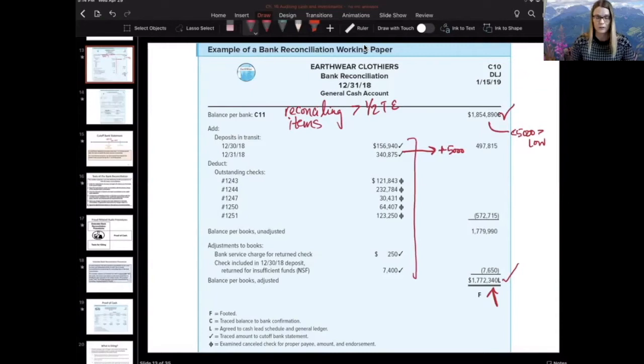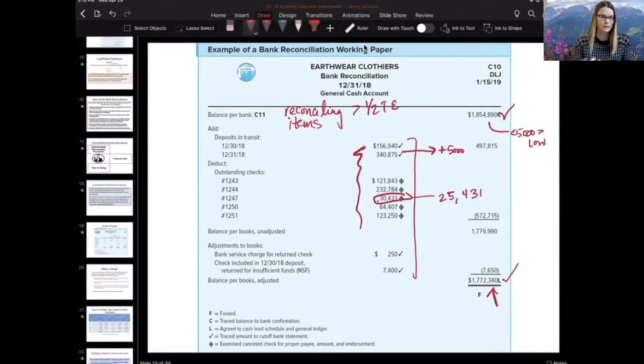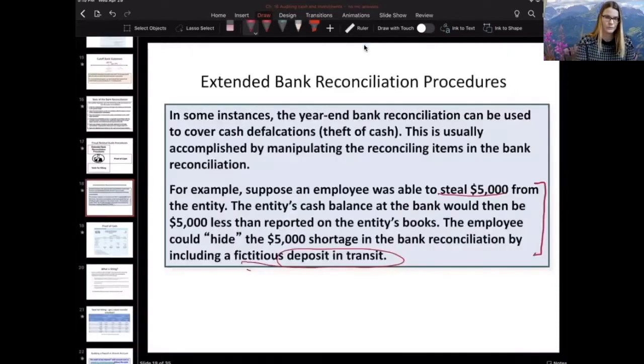Another thing I could do is leave off one of these outstanding checks. I could say it's only for 25 or 31, right? I can make an outstanding check smaller. So this is why doing extended bank reconciliation procedures, where I'm testing a lot more of these reconciling items, could help me catch these types of intentional errors or this type of fraud.